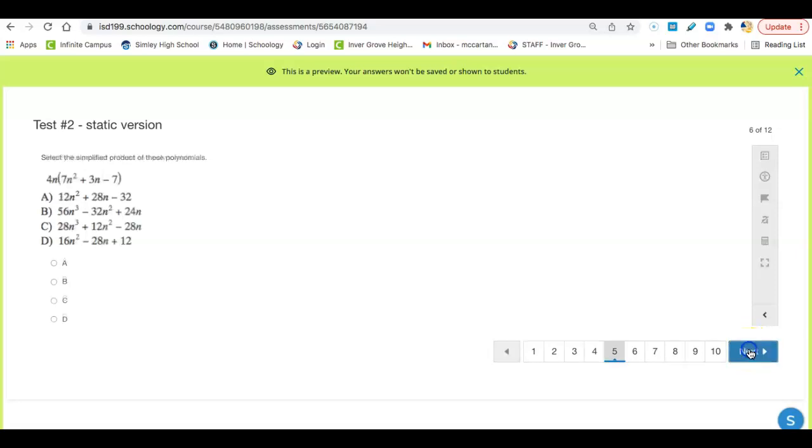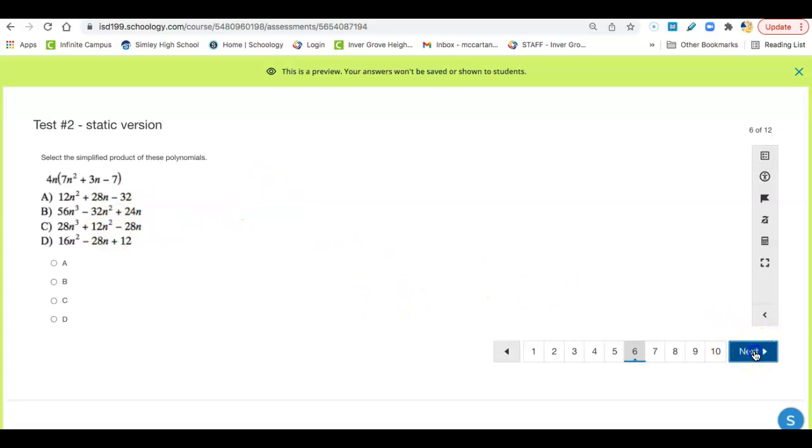Number 6. And take a look at the first term. 4 times 7 is 28. 1 n and 2 more gives me 3 n's. All right. And you can double check. 4 times 3 is 12. And 4 times negative 7 is negative 28. And there's 1 n. You can double check the n's.